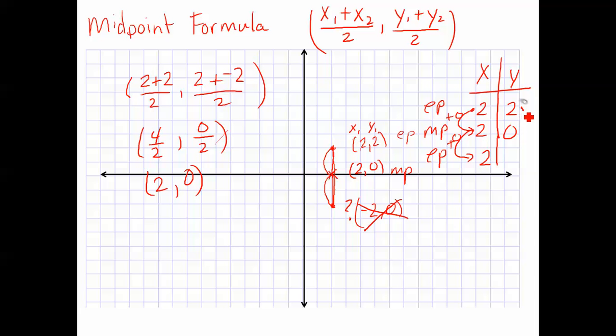Now here, to get from 2 to 0, I subtracted 2. So I'm going to have to do that again to get to my other endpoint. So we find out that our other endpoint here is not at negative 2, 0. I don't even know why I said that. It's at 2, negative 2, right here.